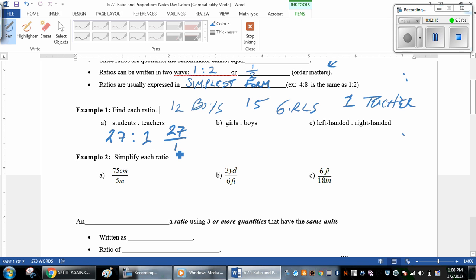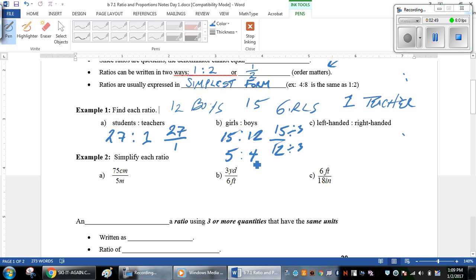The ratio of girls to boys then. Notice, again, the order is very important, so we have to start with girls. 15 to 12, there it is, or 15 over 12. Now, when we see it as a fraction, it reminds us right away that we can simplify this fraction. 15 and 12 both have 3 as a factor, so we can divide out 3. 15 divided by 3 is 5, and 12 divided by 3 is 4. So that's the same as saying a ratio of 5 to 4.